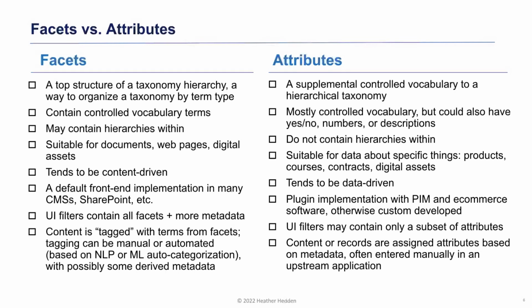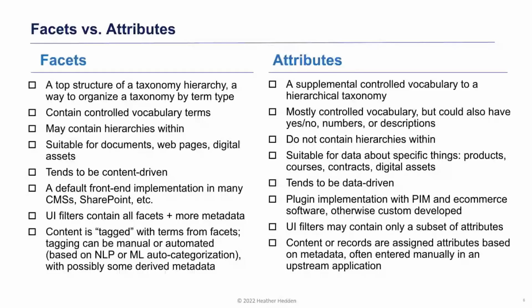And then finally, of course, how do we get to the content, the tagging or whatever? So with facets, as it's a part of taxonomy, these are terms, these are tagged to the content. Now, tagging or indexing can be manual or automated. And when it's automated, it's maybe based on natural language processing or machine learning, auto categorization. There may be some derived metadata too. But the way attributes are assigned to content is not like tagging or natural language processing.